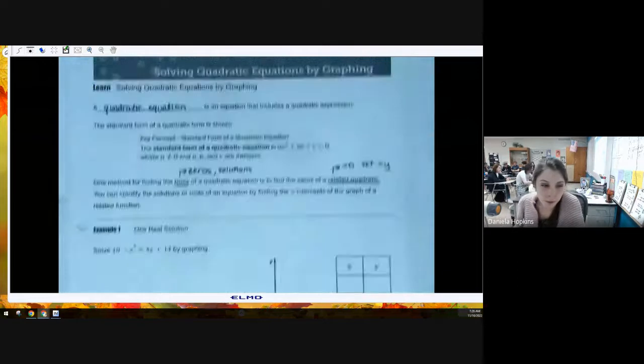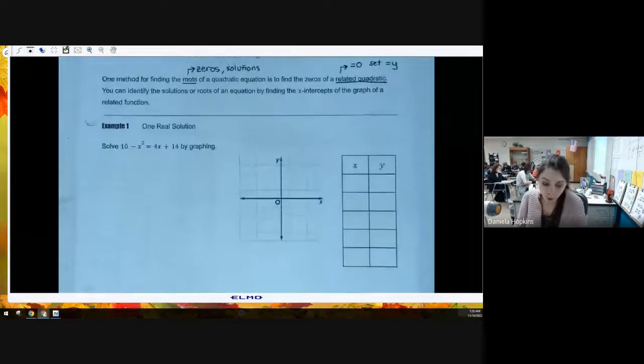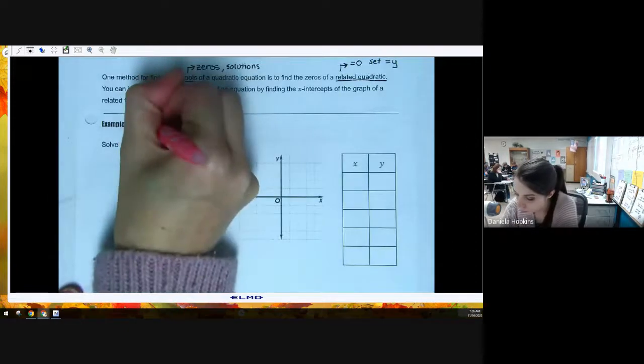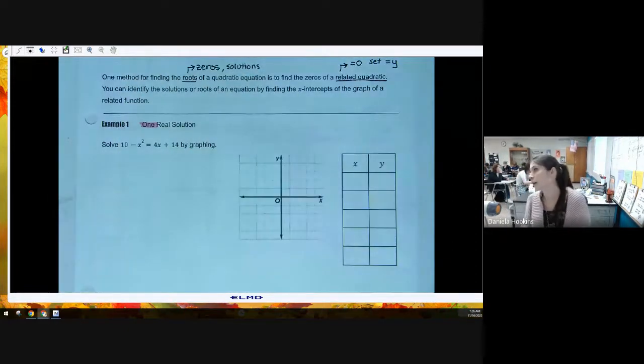So example 1, I'm going to show you where we have one real solution. And in the next section, we're going to talk about why there's only one solution. Because basically what's going to happen is you can have one solution, you can have two solutions, or you can have no solutions. So we want to solve 10 minus x squared equals 4x plus 14 by graphing.